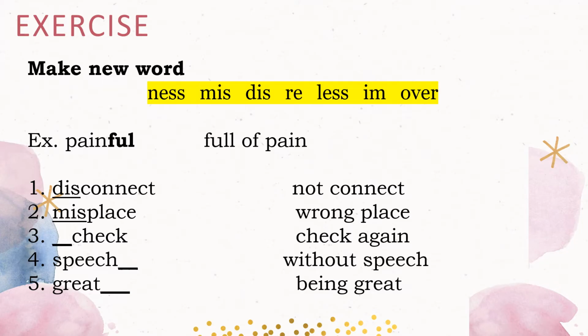The second word is misplace. Mis means wrong. Misplaced means wrongly placed, or it was put in a wrong place. I am confident that you can answer the remaining numbers, 3, 4, and 5. Just check the meaning of the prefixes and suffixes so you can come up with the correct answer.